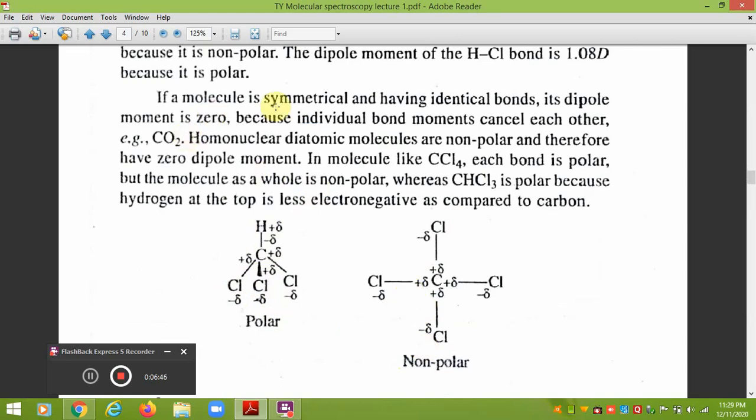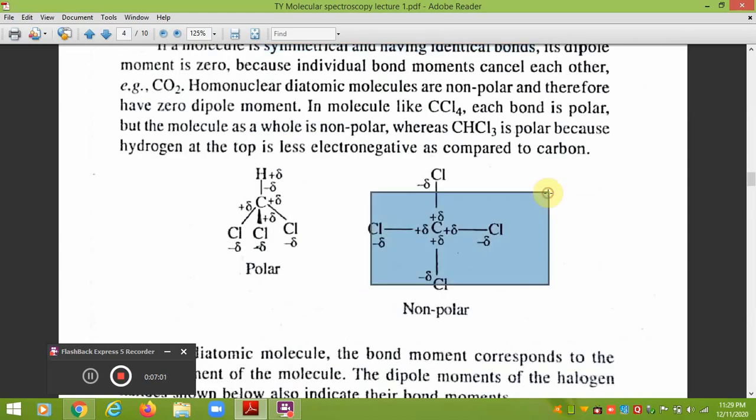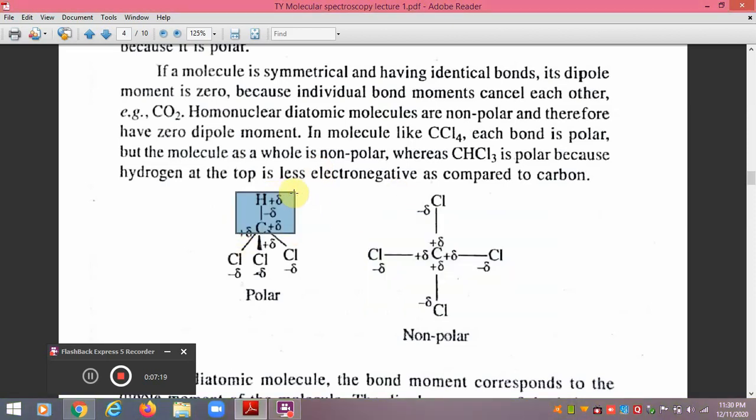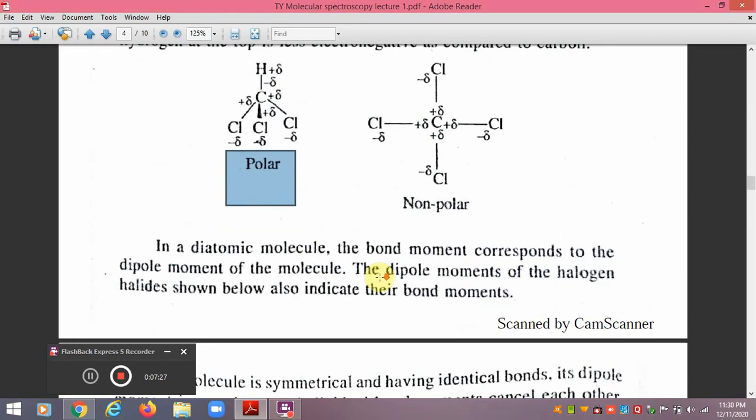If a molecule is symmetrical and has identical bonds, then its dipole moment will be 0, and this molecule is called a non-polar molecule. The example here is CCl4. So the molecule as a whole is non-polar. If the molecule is asymmetrical with different bonds, if one of the bonds in this molecule is replaced by another atom like the C-H bond here, then the molecule becomes asymmetrical and will have some value of dipole moment, and the molecule is called a polar molecule. It's very simple to define.